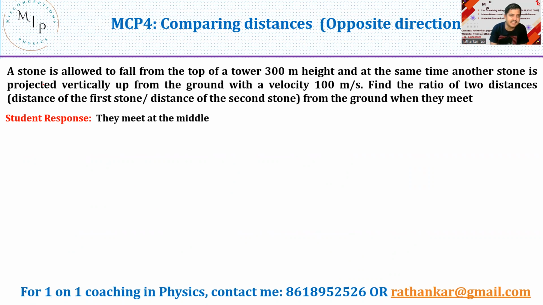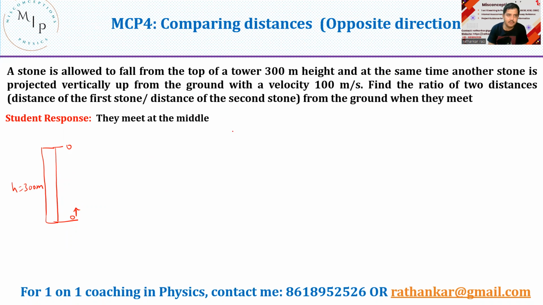So the problem is like this. A stone is allowed to fall from the top of a tower of 300 meters height. You have a tower, and from this height you are dropping it. The height of the tower is given as 300 meters. At the same time, another stone is projected vertically up from the ground with a velocity of 100 meters per second. Now from here, you're throwing it like this.